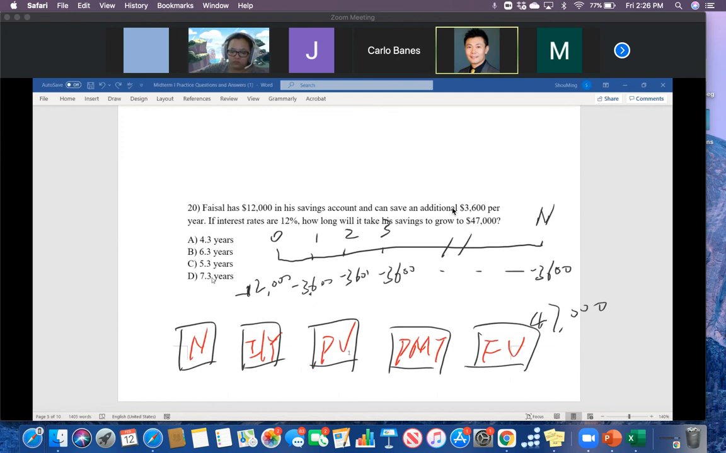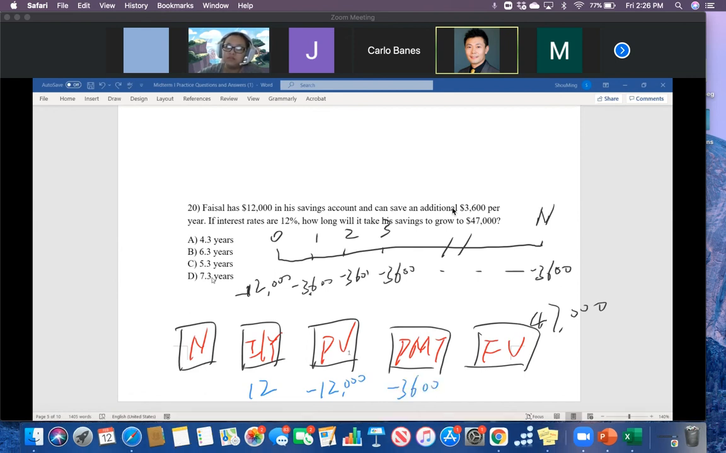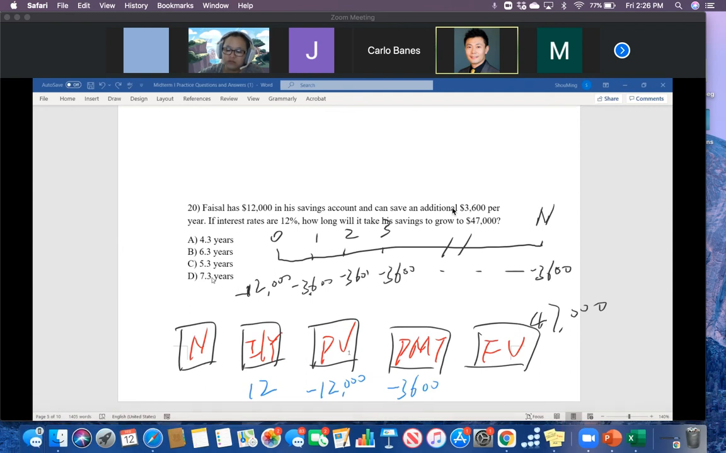What kind of information do we have? We already know the interest rate equals 12%. We already know our present value equals negative 12,000. We already know our period payment is negative 3,600. Okay? We already know our future value will equal 47,000, right? So we already know 4 out of 5 buttons. Then we can easily calculate the remaining one. How long? More than 5 years. 5.3, right, 5.3. So I have already finished all the 20 questions.